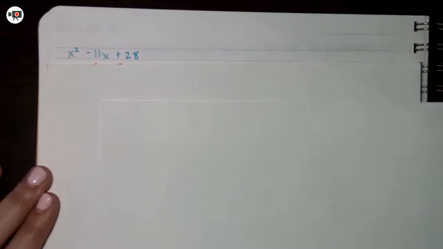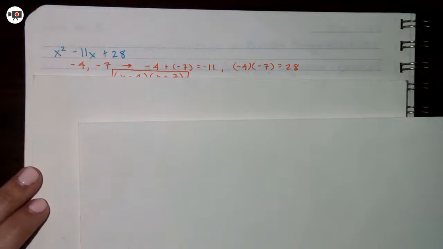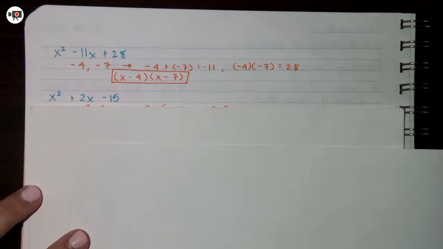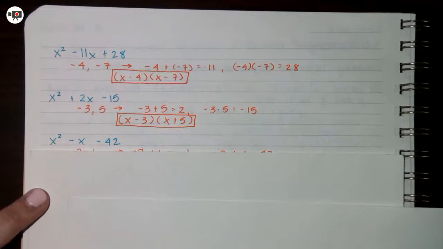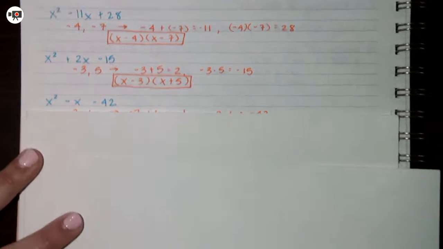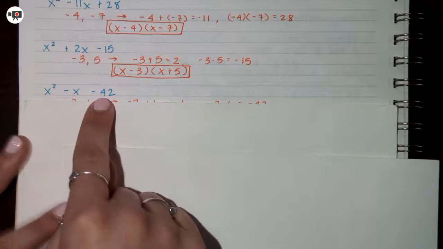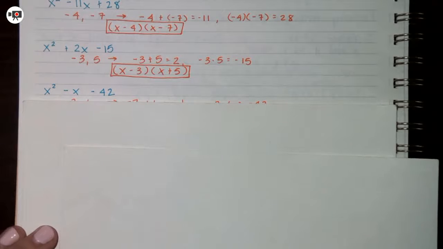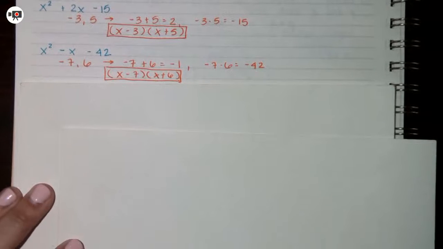Here, they need to have the same sign, but add to a negative number. So that's negative 4 and negative 7. X squared plus 2x minus 15, again, different signs, and the larger needs to be positive. So that's (x minus 3) times (x plus 5). And here, we know the coefficient in front of this x is 1. So they need to multiply to negative 42, but add to negative 1. So the larger number needs to be negative. And that's going to be (x minus 7) and (x plus 6).